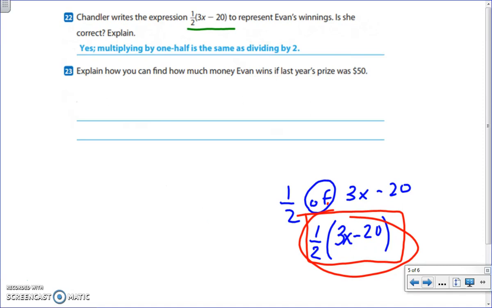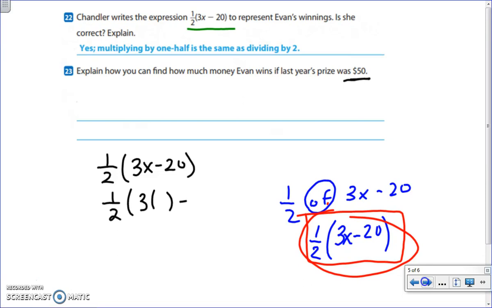So what I'm going to do is write the problem exactly the way it looks first. All right, and next, I'm going to replace the variable, because that's something that we don't know, with exactly what we do know. Now we're deciding that last year's prize was $50, and x represents the amount last year's prize was. So I'm going to replace the variable with empty parentheses, and I'm going to put the number 50 in where the letter used to be.